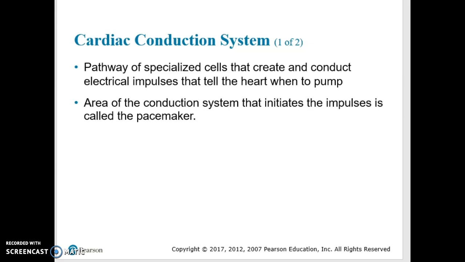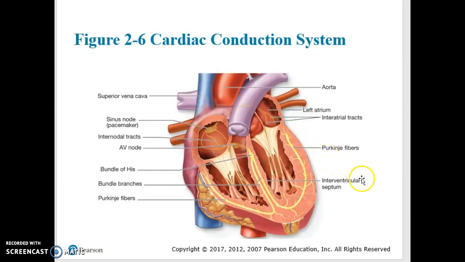wave. But first, the cardiac conduction system is a pathway of specialized cells that create and conduct electrical impulses that tell the heart when to pump. The area of the conduction system that initiates the impulses is called the pacemaker. So moving to this next slide, we're going to look at the pacemaker of the heart and where the impulses actually originate and how they travel down through the heart.